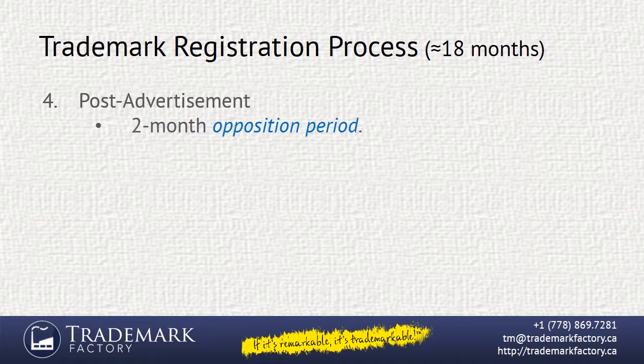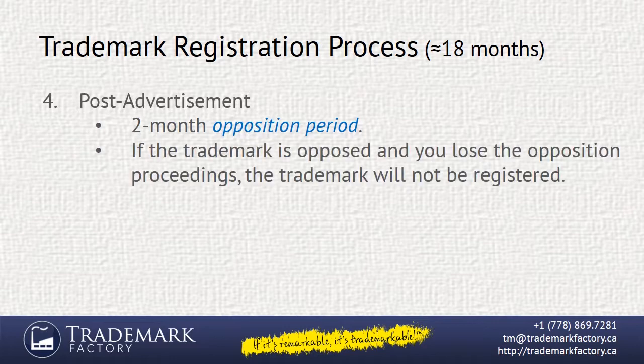This is a rare occurrence, but it happens every now and then, especially if your trademark happens to be similar to a well-known trademark owned by a corporation with a substantial legal budget. If you lose the opposition proceedings, the trademark will not be registered.